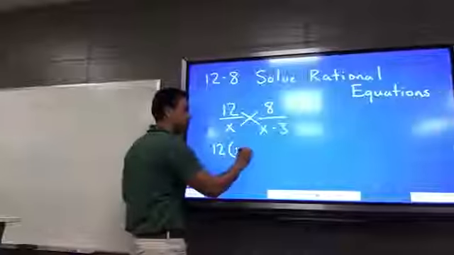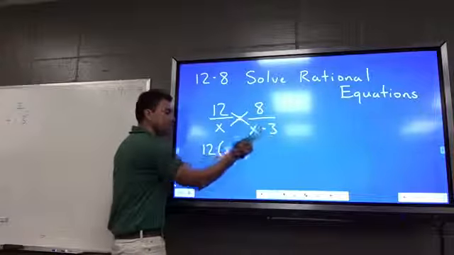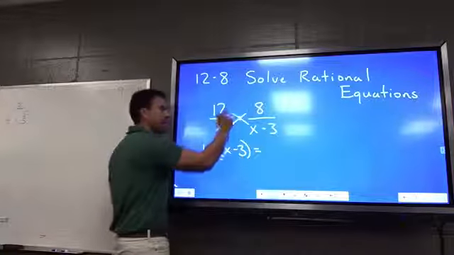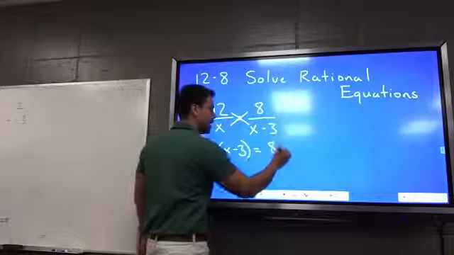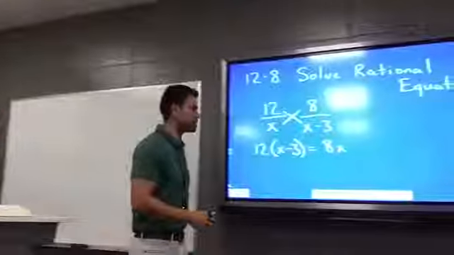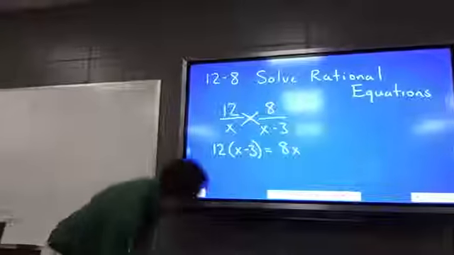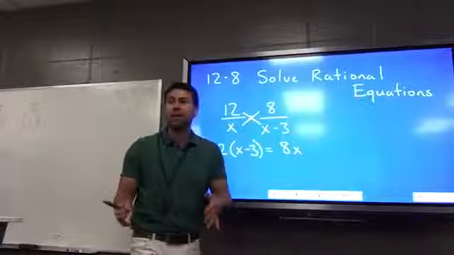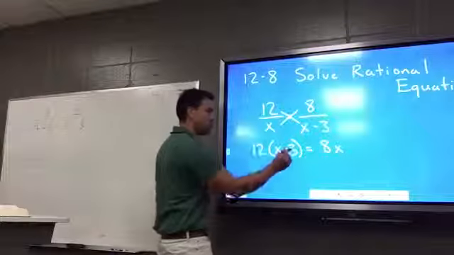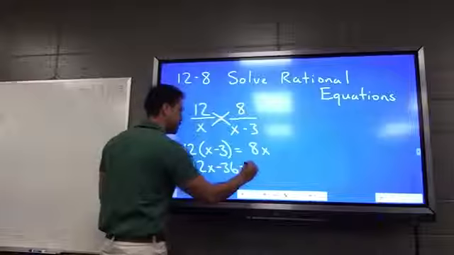12 times x minus 3. I'm just showing my work here so you know what I'm doing. So 12 times x minus 3, remember that's a binomial, keep it together, is equal to x times 8, which is 8x. So that's all I did. And then I can distribute here because I want to solve for x. By the way, when you're solving equations, you're trying to find the value of a variable. So I want to find out what that x is. So what's this distribution going to give me? 12x minus 36. Yeah, 12x minus 36 equals 8x.